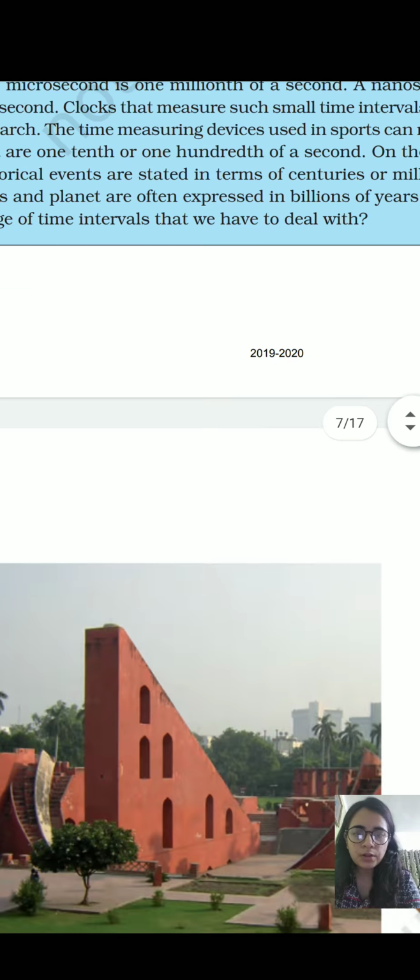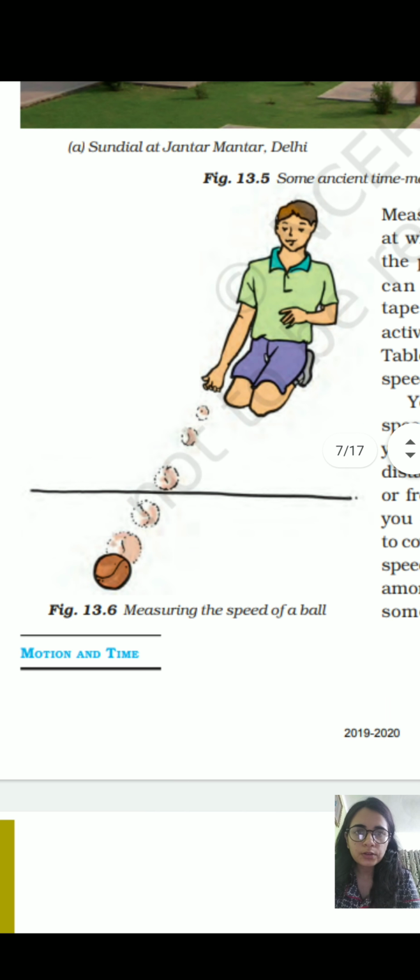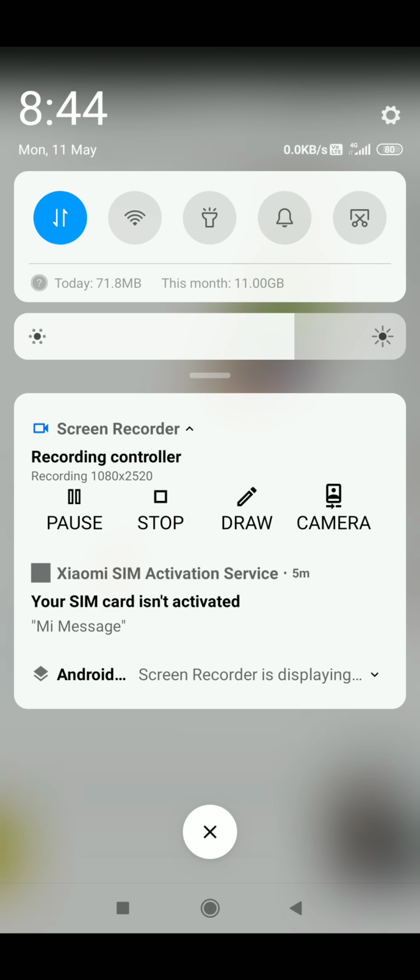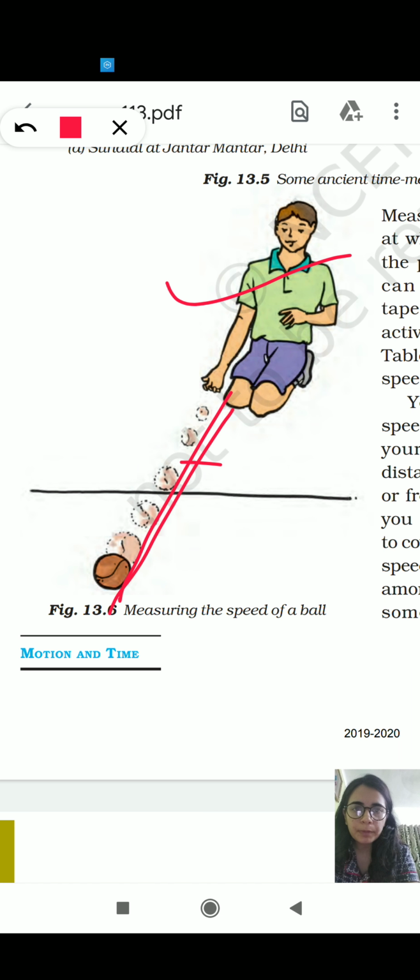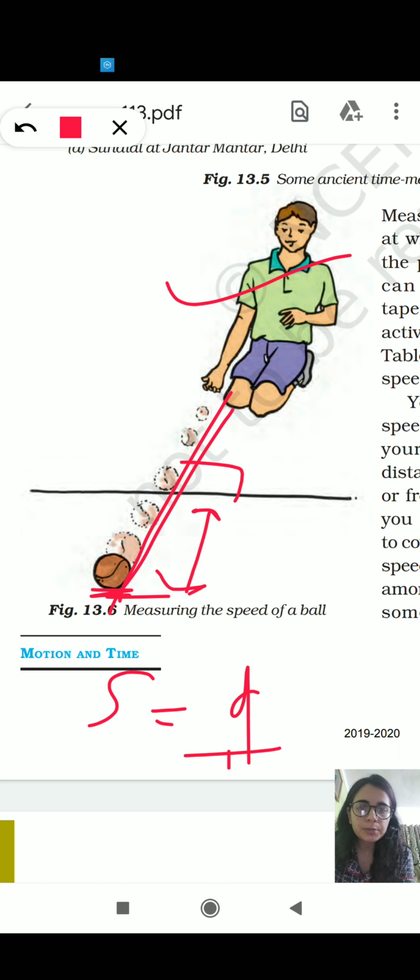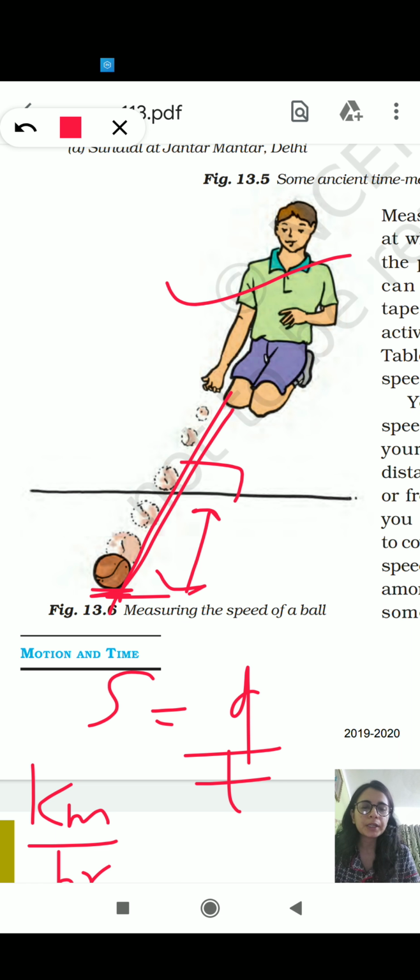Now just have a look at this image. This was the activity that we were doing. The boy is here and he is rolling at an angle perpendicular, 90 degrees, and the ball comes to rest at this position, and we will note this distance and the time taken by the ball to cover this distance. Then we will calculate speed by dividing distance by time. I hope you remember the unit of speed is kilometers per hour or meter per second or meter per minute or kilometer per minute, depending on how we measure distance and time.